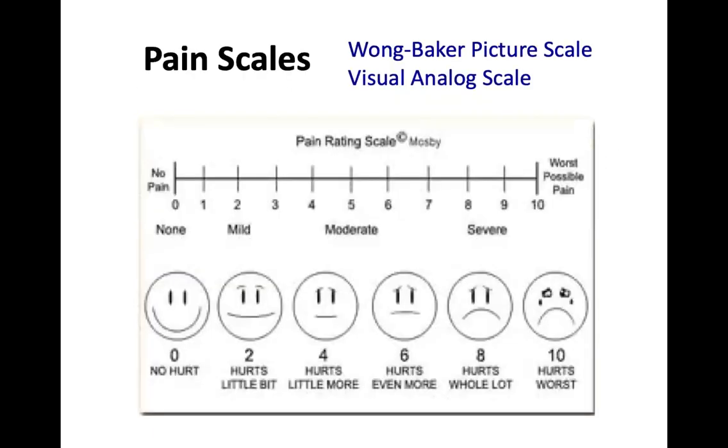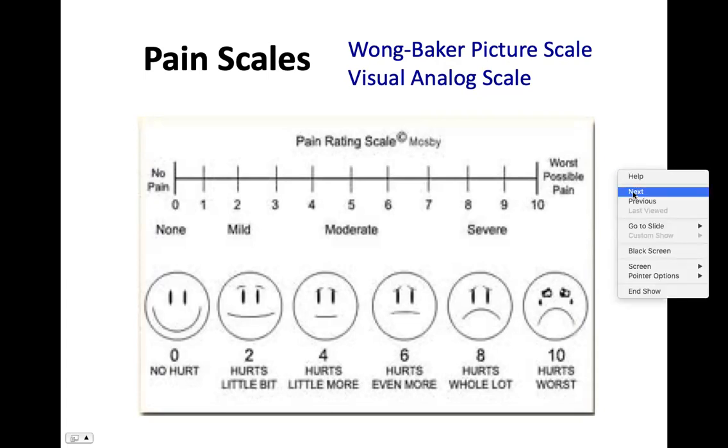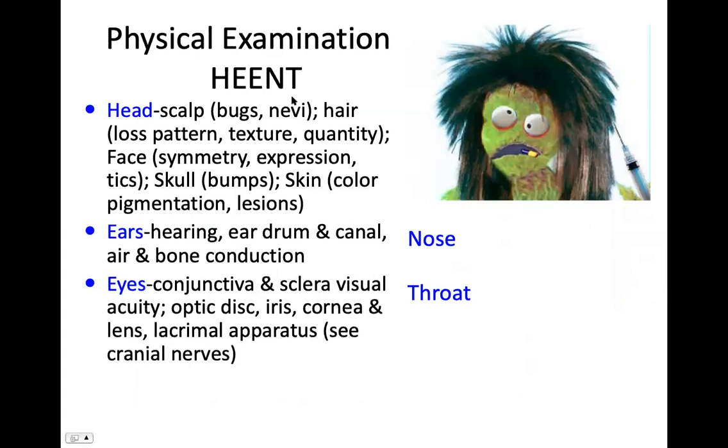So here's the analog: the visual analog scale is on the top, and then the Wong-Baker picture scale is down on the lower end of that, just so you can use those as guides. All right, so that's the pain part of it.